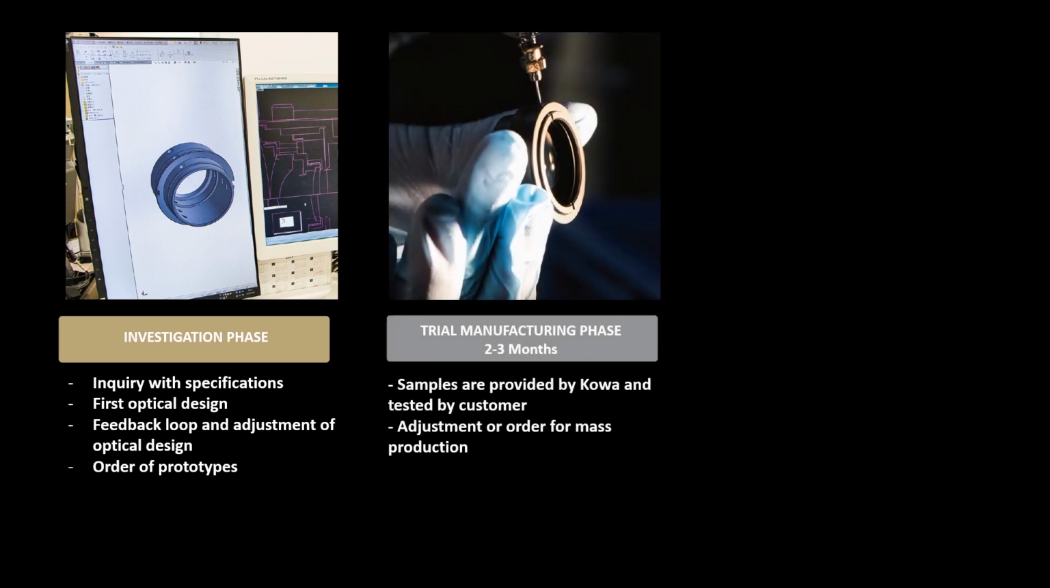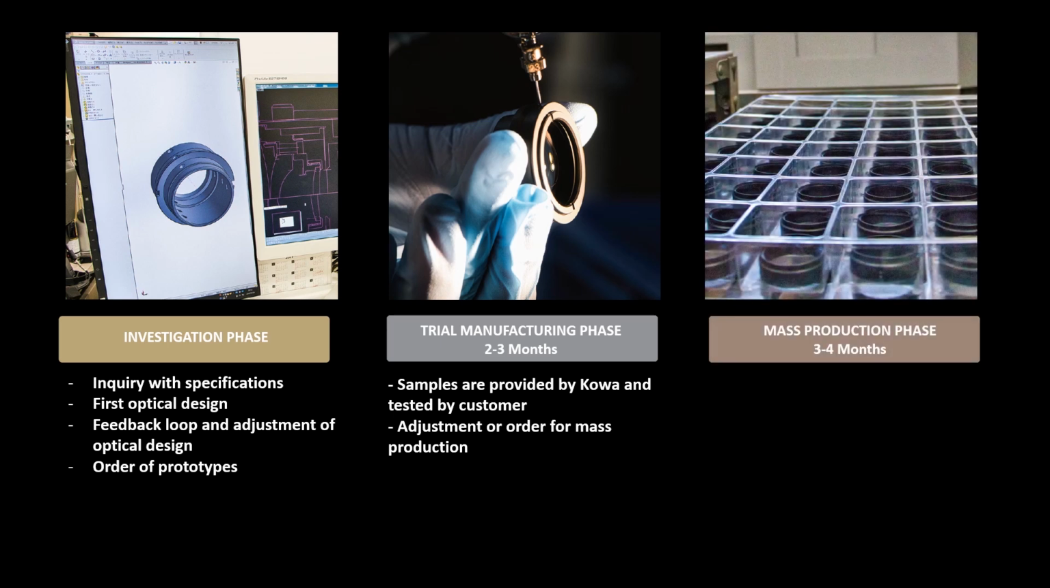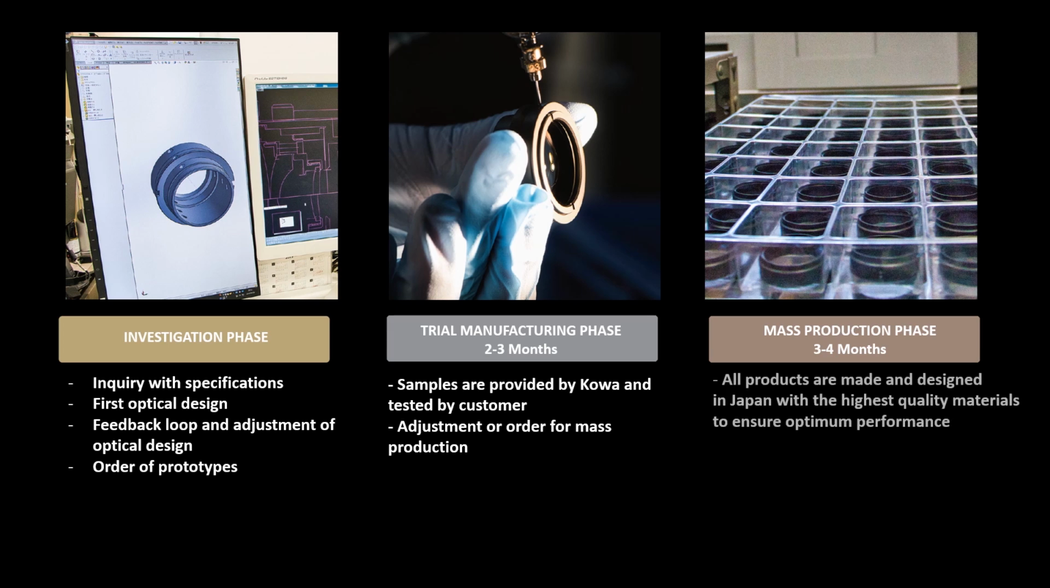Then, if you are satisfied with the design, you order your first prototypes. The physical prototypes can be delivered after 2 to 3 months, and then you test the lenses and see if they fit. Still, adjustments can be made. The design can be modified if needed. If the samples are okay, you order for mass production, and 3 to 4 months after your order, we deliver the lenses from mass production.